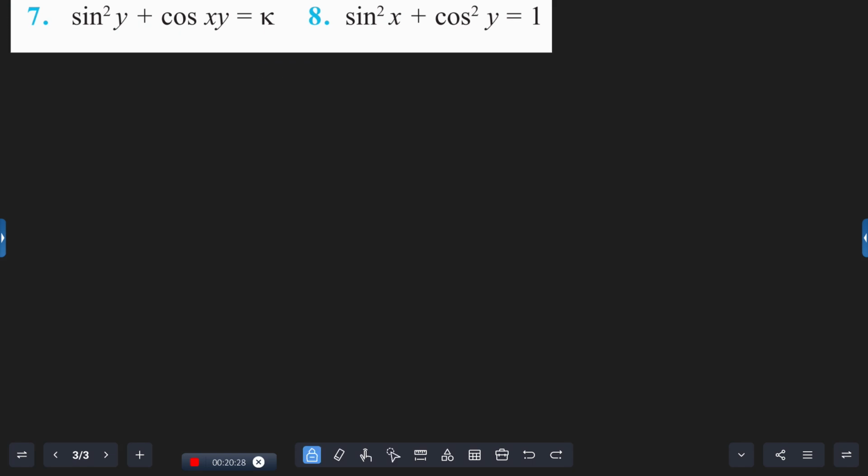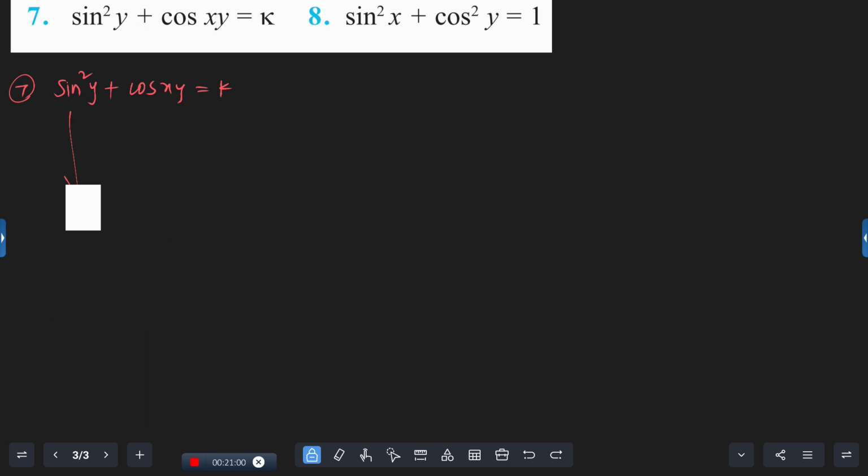7 and 8. So the 7th one, let me take sin²y + cos(xy) = k. In the last video I told you sin²θ is equal to (sin θ) whole square, but sin θ² is not equal to (sin θ) whole square. Do you remember this? I said it yesterday. So that is important.